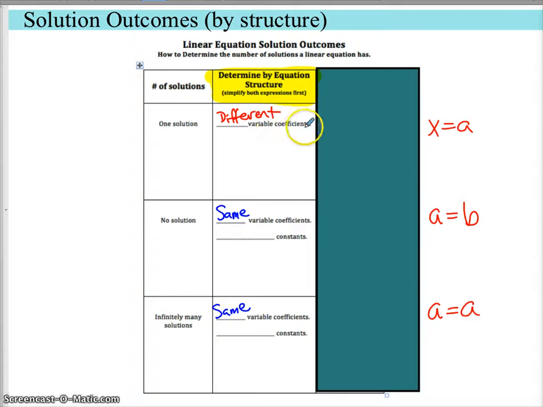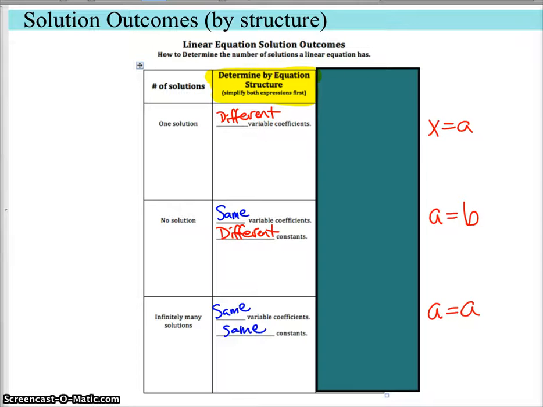So you start by looking at the coefficients. If they're different, boom, one solution. If they're the same, well, now you've got two choices. And the only other things we can look at to examine are the constants. No solution will have same coefficients but different constants. Infinitely many solutions will have same variable coefficients and same constants. So that's how we can tell by looking at the structure of the equations.